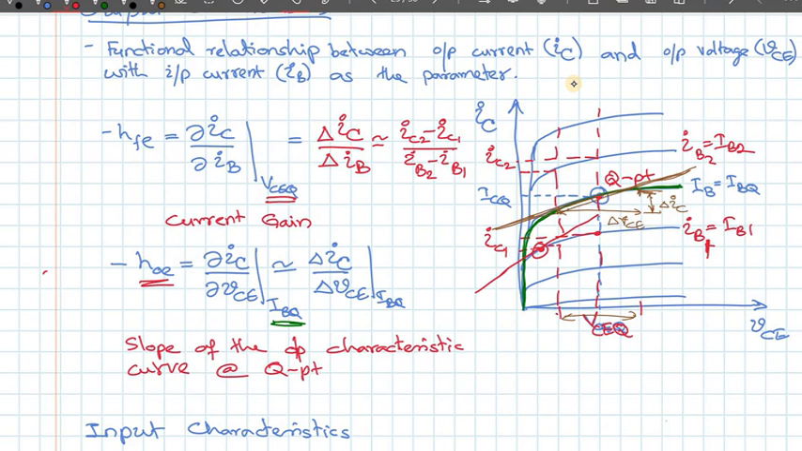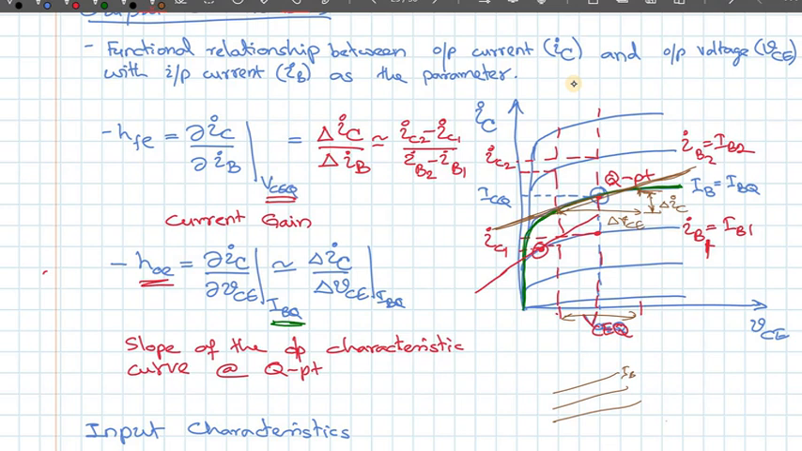So therefore, if you have, say for example, a characteristic something like this, very much like that, then it will have zero slope. Zero slope means infinite impedance, infinite resistance, zero conductance. But if they are slanted and parallel to each other, then no matter what the value of your VC, what the value of your IB, they will be the same slope, in other words the same conductance, right?